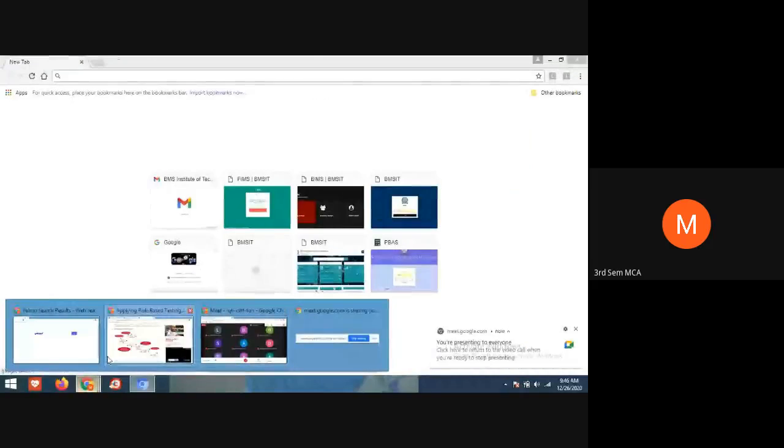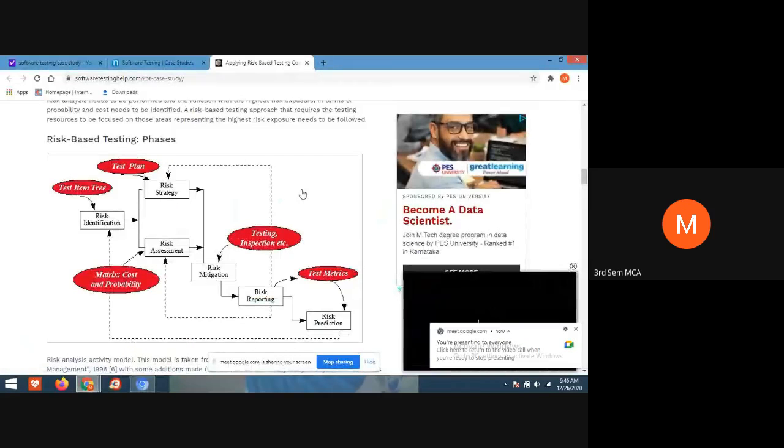Yes, students, can you see the screen? Can you see the screen? See here. Okay. I think now you can see the screen.